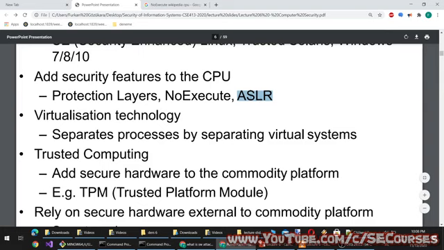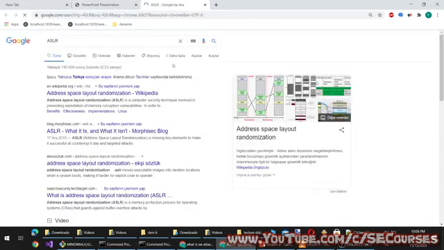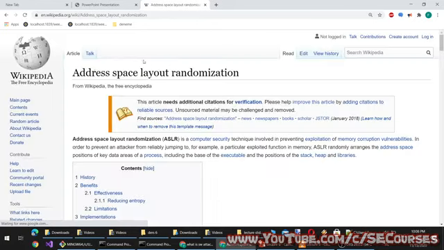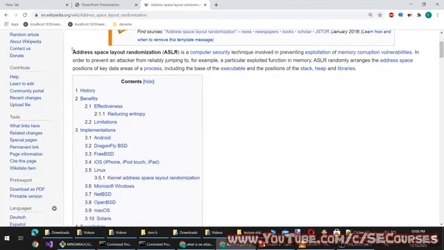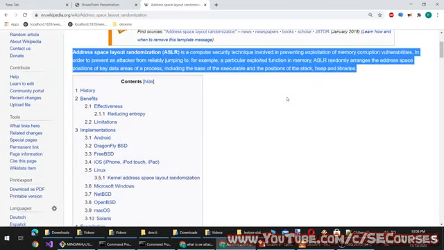And there is ASLR. Okay. So we have seen this in the article, if you remember, in just a few minutes ago. Address Space Layout Randomization (ASLR) is a computer security technique involved in preventing exploitation of memory corruption vulnerabilities. In order to prevent an attacker from reliably jumping to, for example, a particular exploited function in memory, ASLR randomly arranges the address space positions of key data areas of a process, including the base of the executable and the positions of the stack, heap and libraries.